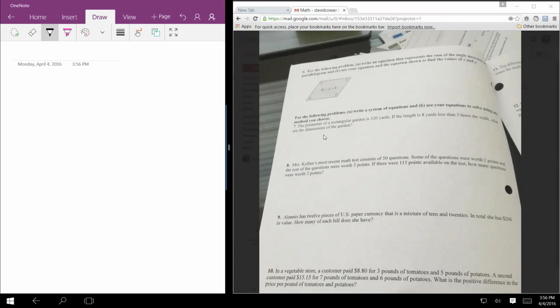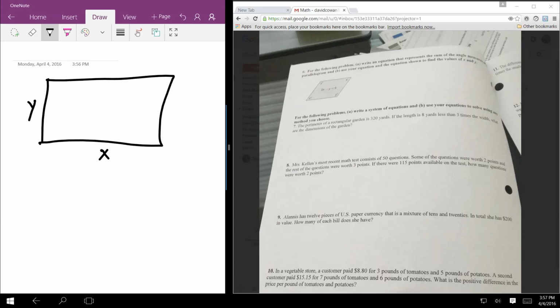The perimeter of a rectangular garden is 320 yards. That's going to be the x measurement. That's going to be the y measurement. So how do I write the perimeter is 320 yards? What equation will tell me that? 2x plus 2y equals 320. And the length is 8 yards less than 3 times the width. So spell that out. The length is equal to what? 8 yards less than 3 times the width.